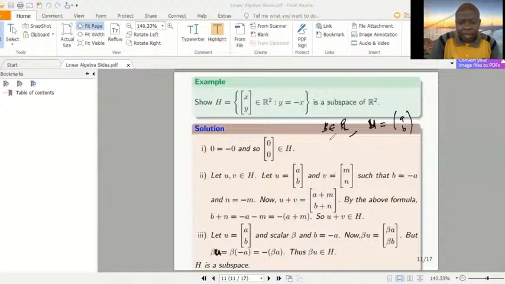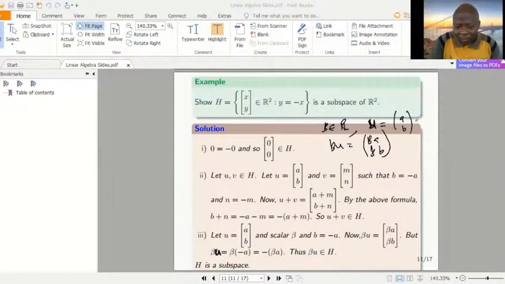So what is beta U? It will be beta A, beta B. So this is my new vector. I want to show that this new vector belongs to H. How do I show that it belongs to H? I show that it belongs to H by showing that the second element equals the first element times negative. That's what I want to show.